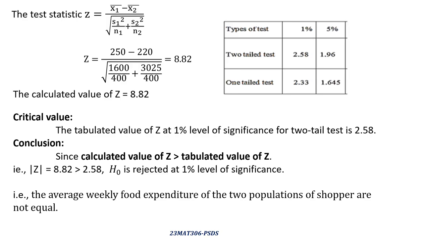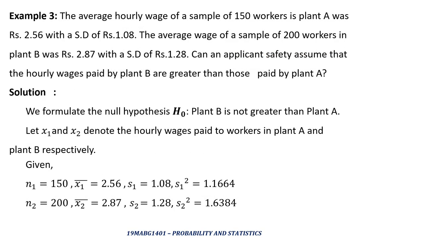That means the average weekly food expenditure of the two populations of shoppers are not equal. This is our conclusion. So in the next problem, the average hourly wage of a sample of 150 workers in plant A was 2.56 with a standard deviation of 1.08. The average wage of a sample of 200 workers in plant B was 2.87 rupees with a standard deviation of 1.28. We have to find: can an applicant safely assume that the hourly wages paid by plant B are greater than those paid by plant A?